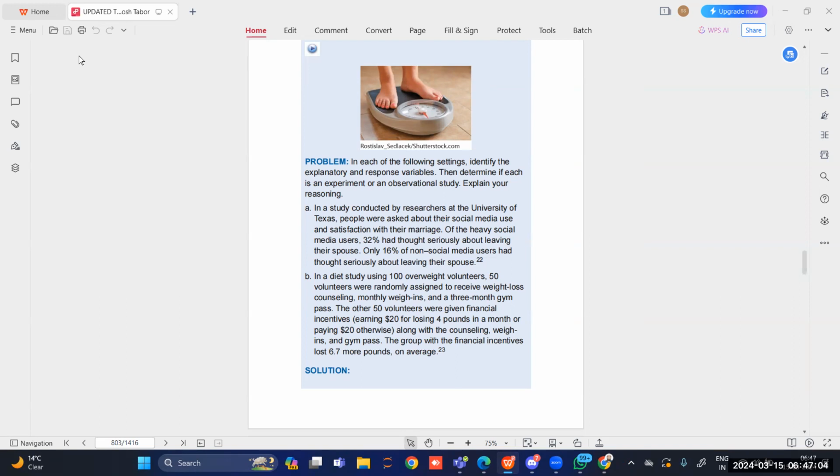Okay, so the first one is experimental, and the second one is observational study.